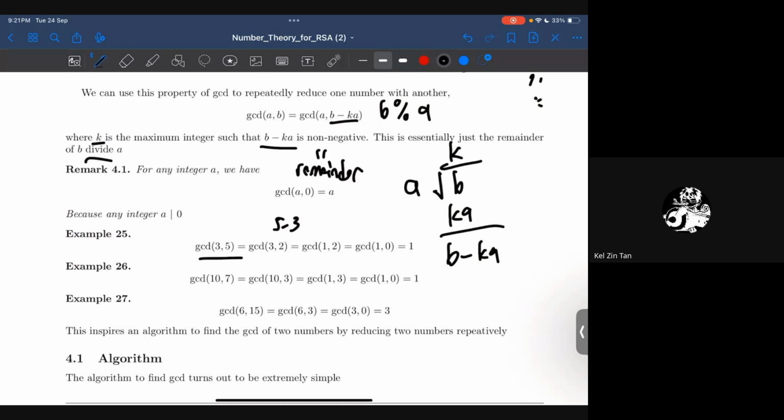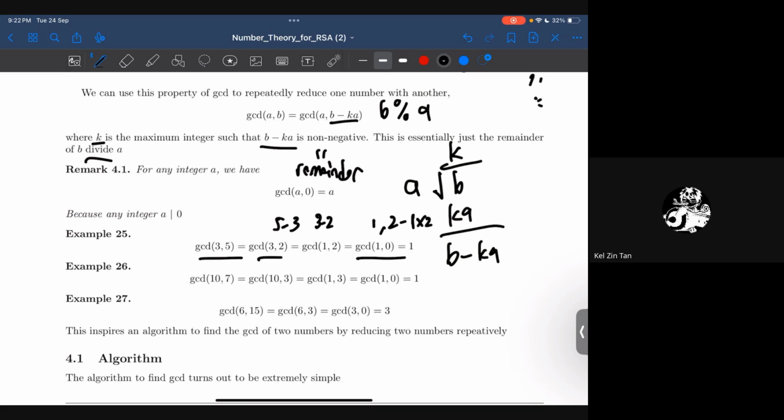And then GCD of 3 and 2 is equal to GCD of 1 and 2, because this is 3 minus 2. Then you can repeat this again, and you get 2 minus 1, 2 minus 1 multiplied by 2. Then you get that the final GCD is 1. So you see that 3 and 5 are prime numbers, right? So of course their GCD is 1. And then GCD of 3 and 2 is also 1. So this equality actually holds.